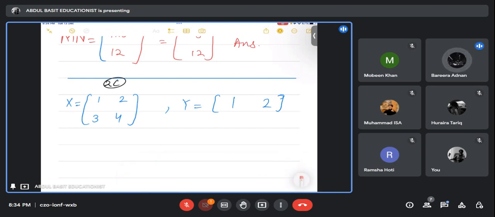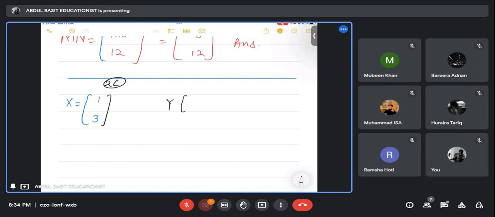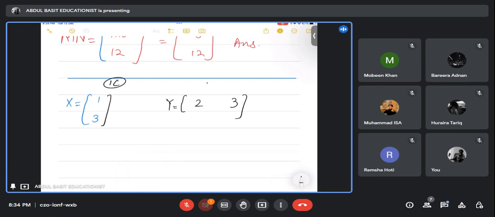So now, let me change the question for you. For example, if I have 1, 3, I have one column, and Y is, for example, 2 and 3. So can I multiply this now? Yes, you can do it now, because I have one column in the first matrix and I have one row in the second matrix.